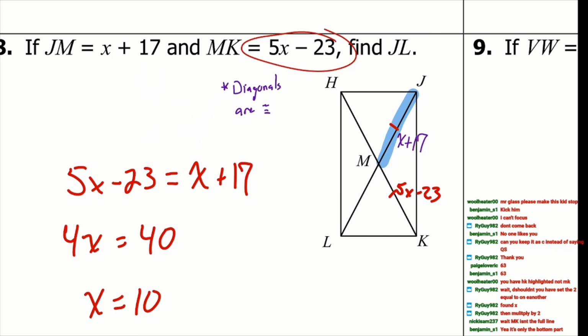The question does say, find JL. So in this case, JL is the entire line segment. So that is something we need to consider right there. When we plug x back in, you should be able to plug in for either one because you should get the same value. I'm going to plug in for x plus 17 because I think that's far easier. And you should get 27. But just realize when you get 27, for plugging in 10, that's half the line segment. The other one is 27, making JL 54.